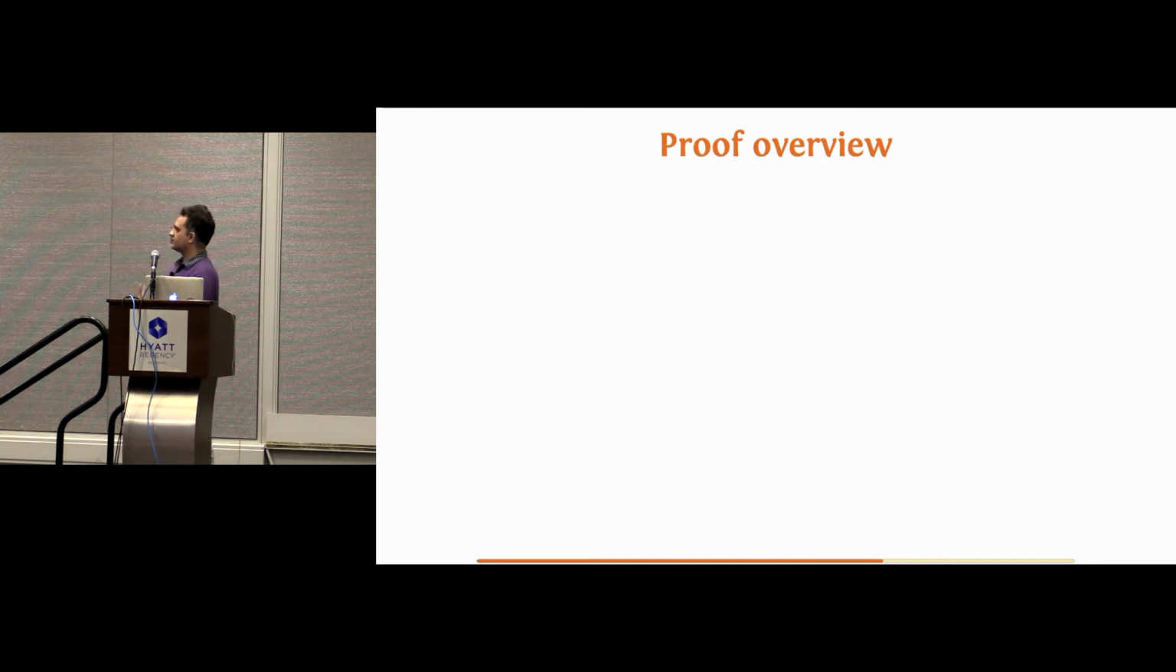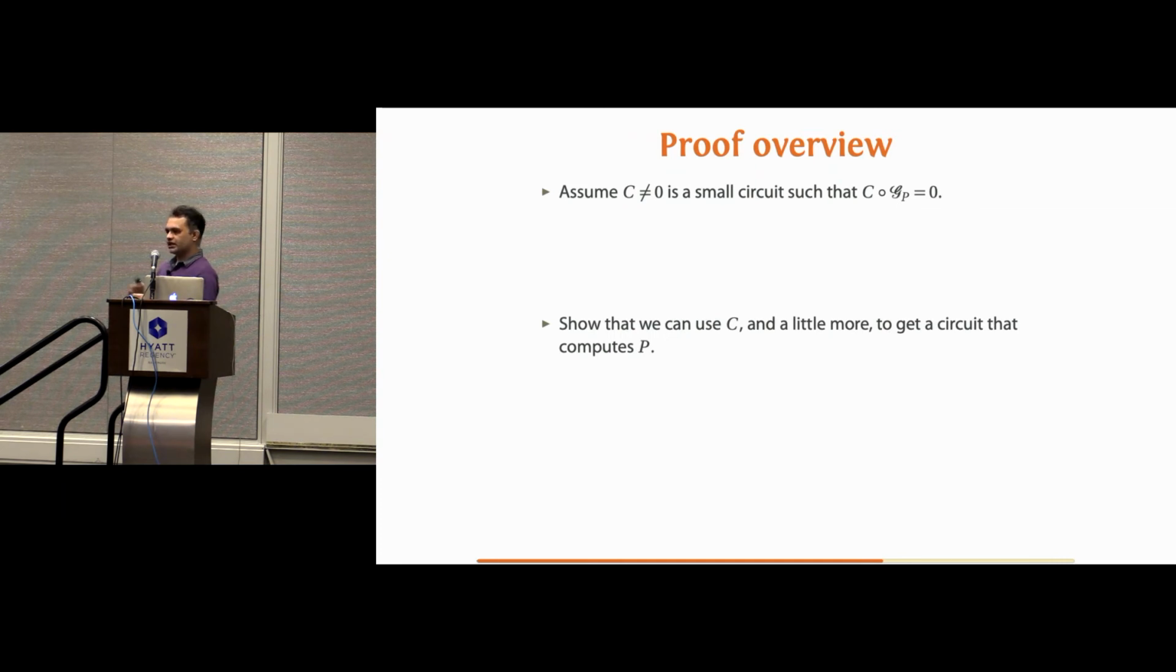The standard way the proof goes is to say, let's assume on the contrary that there is a circuit C which is not fooled by this generator. And we'll basically show that we can use C to somehow reconstruct P from it. And that will contradict the hardness for P.